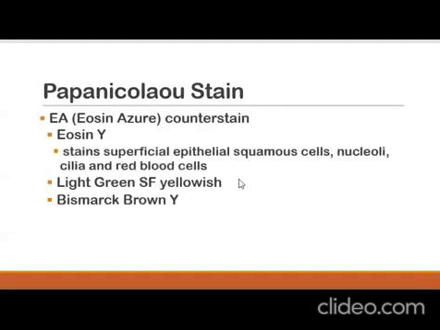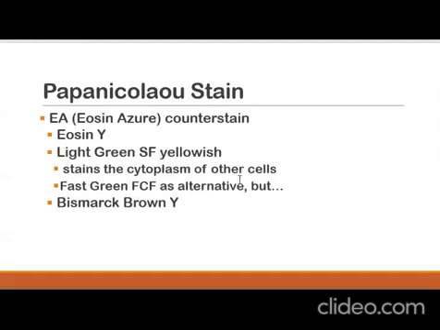So first is your Eosin Y. Your Eosin Y is the one that stains the superficial epithelial squamous cells, as well as the nucleoli, the cilia, and even the red blood cells, if present in the smear. For the light green SF yellowish, this one stains the cytoplasm of other cells, and this includes the non-keratinized squamous cells as well. The disadvantage of light green SF is that it is expensive, and aside from being expensive, it is also difficult to obtain.